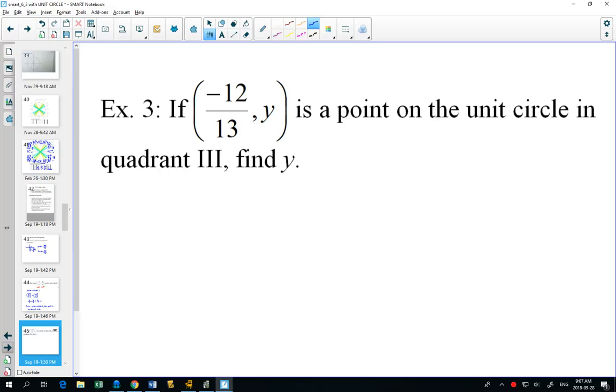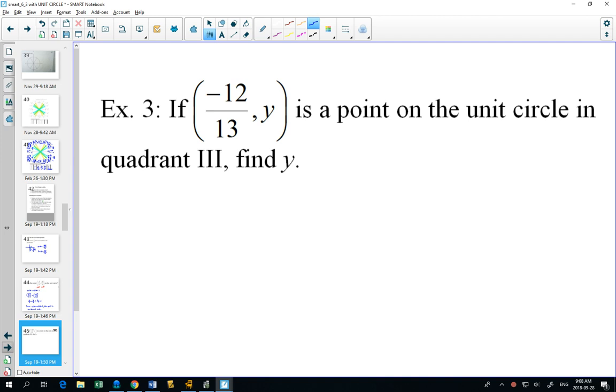If this point is on the unit circle, in quadrant 3, find y. And sometimes you're going to get options. Like this one, you have a couple of different options on how you solve it. You could use the sine squared plus cos squared equals 1. I, however, find whenever you can draw a triangle, that tends to make the question even easier.